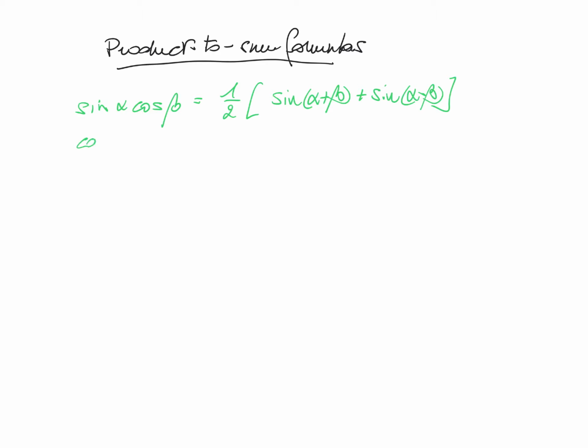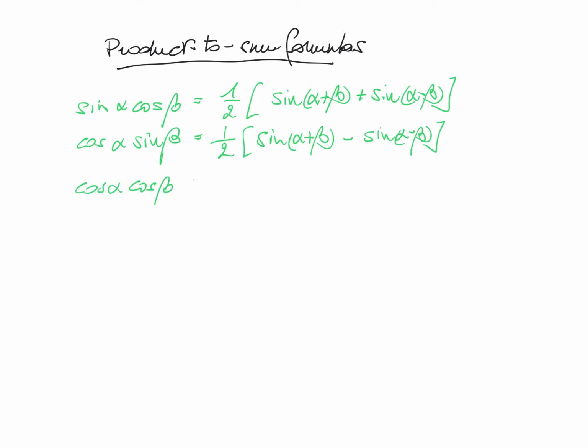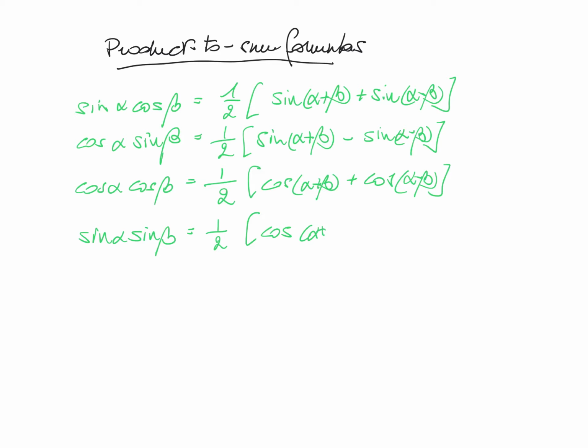If we have cosine alpha times sine beta, that is 1/2 of sine alpha plus beta minus sine alpha minus beta. We can also have two cosines, so cosine alpha, cosine beta. If we multiply this, that's equal to 1/2 cosine alpha plus beta plus cosine alpha minus beta. And then the last one, if we have a product of sine alpha with sine beta, then we get 1/2 times cosine alpha plus beta minus cosine alpha minus beta.